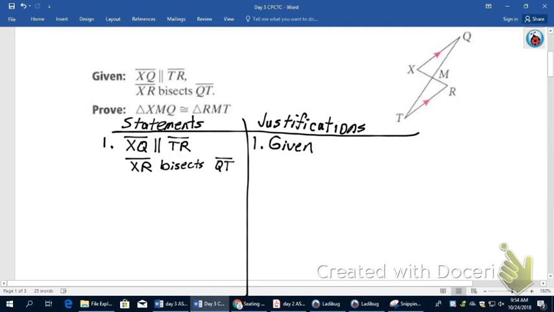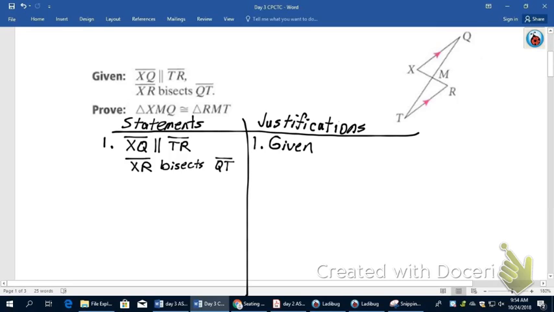Alright, in this lesson you're going to see me using a little bit of corresponding parts of congruent triangles are congruent, but on this first problem that's not going to apply. My end goal is to show that the two triangles are in fact congruent. Where I'm going to start here is the fact that segment XQ is parallel to segment TR, as is already marked on the diagram with these arrows.